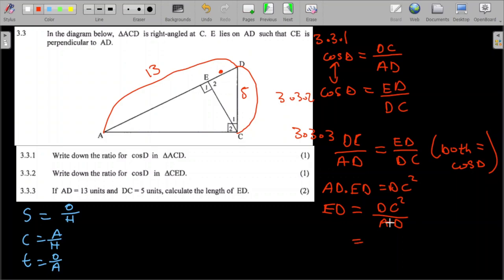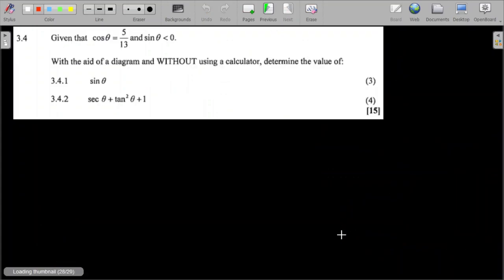Now, doing my substitution, my DC is 5, so it's 5 all squared all over my AD, which is 13. Getting an answer there, it's going to be 1,92 units. So this is the answer that we're looking for, OED. Now going to this one, 3.4.